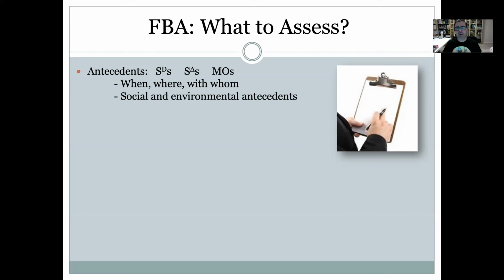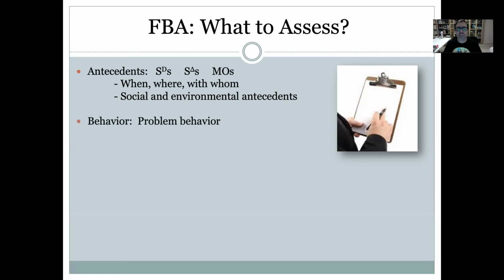Now, we're going to look at both social and environmental antecedents. So social meaning who is around when the behavior happens, and environmental antecedents is essentially where does it happen. Does it happen at school? Does it happen at home if you're dealing with a child? Does it happen at the group home? Or does it happen when the individual is outside or on an outing, if he's an individual with a disability? Does it happen at work or does it happen at home, if you're thinking about a typically developing person?